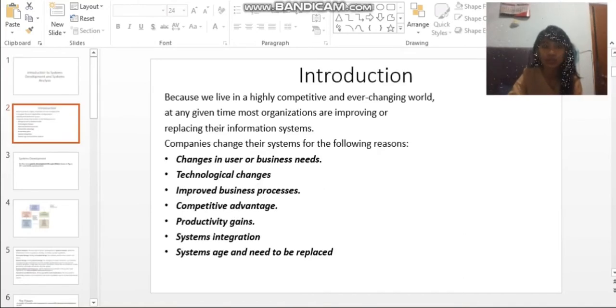Introduction. Because we live in a highly competitive and ever-changing world, at any given time most organizations are improving or replacing their information systems. Companies change their systems for the following reasons: First, change in user or business needs. Second, technological change. Third, improve business processes. Fourth, competitive advantage. Fifth, productivity gains. Sixth, system integration. And the last, systems age and need to be replaced.